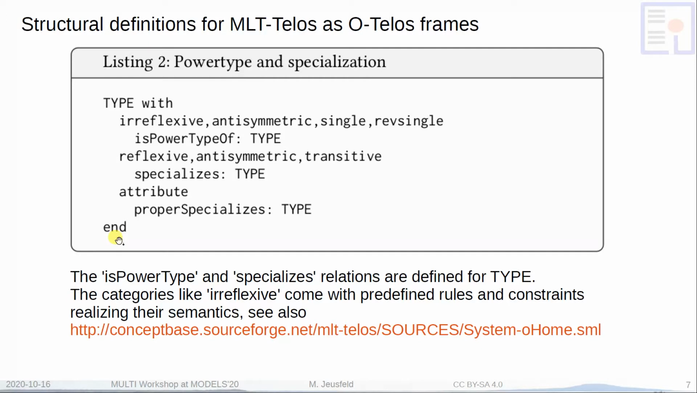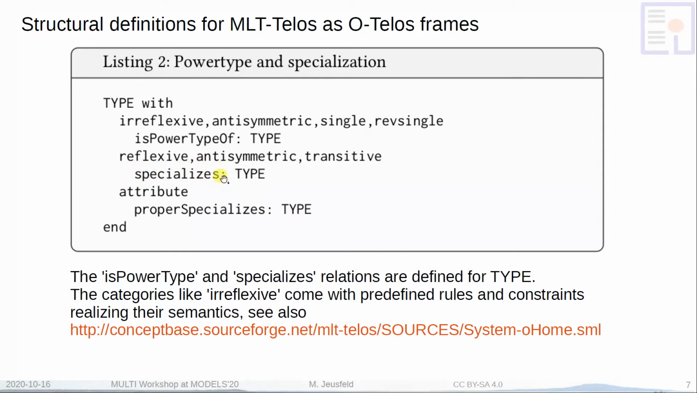Good. So now we define some associations in MLT-Telos. Maybe the most important one is power type of. Types can be related to each other by the power type relation: one type can be the power type of some other type. In addition, there is a specializes construct, which is virtually the same as the O-Telos is-a, but for technical reasons we have to declare it here separately.